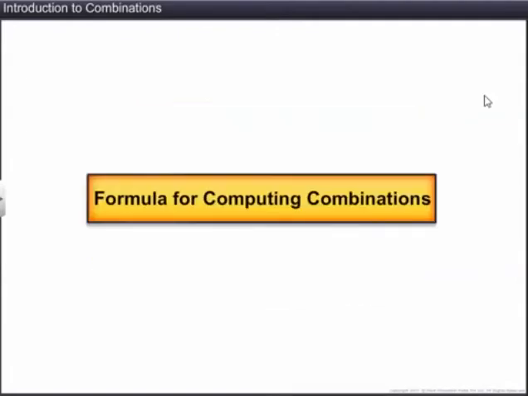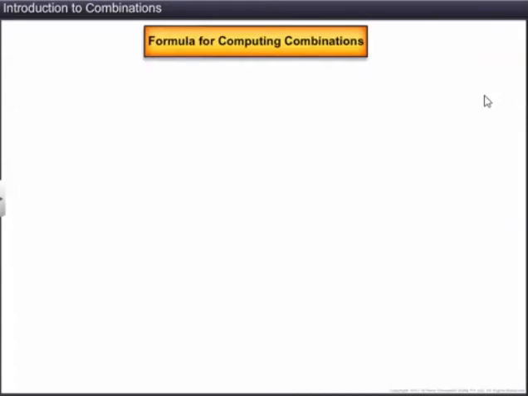Now, we will try to establish a formula to compute the number of combinations of any given number of items taken some at a time. Let's take 3 objects, X, Y and Z. Let us form combinations of 2 objects using the given objects.